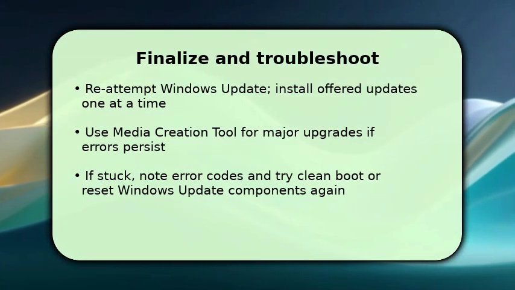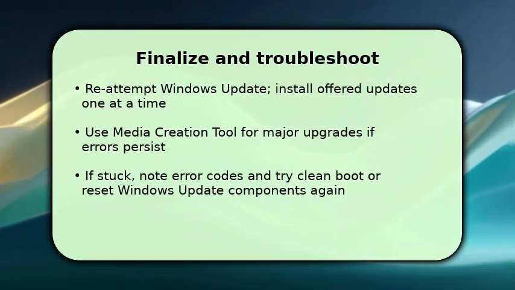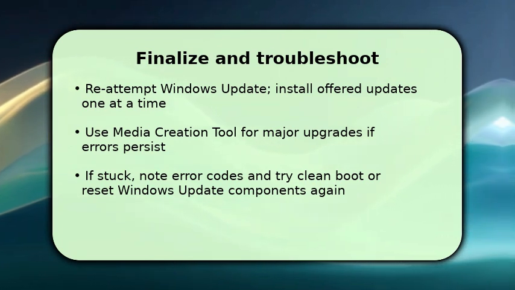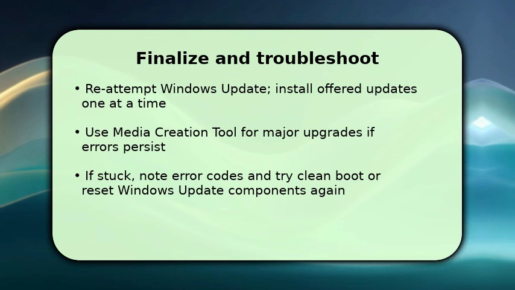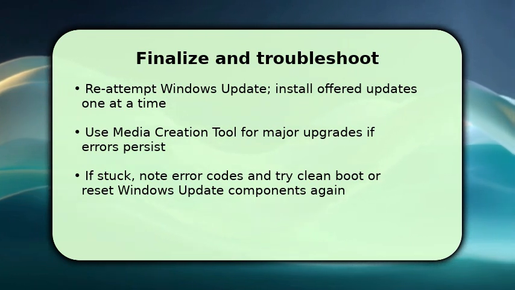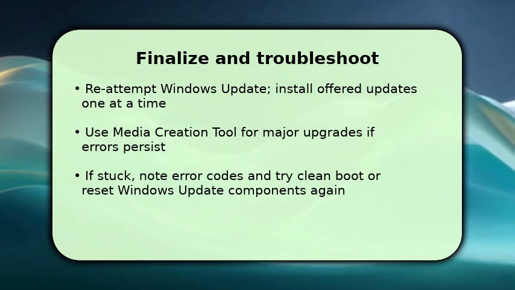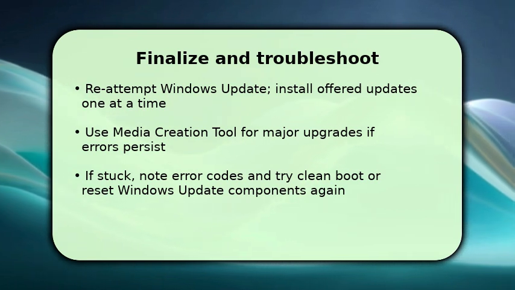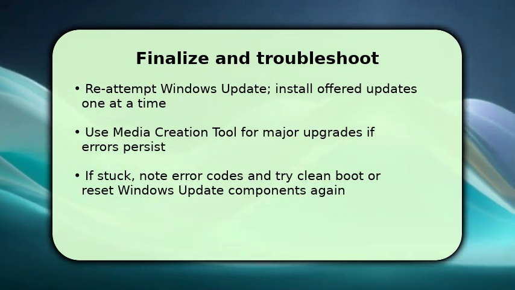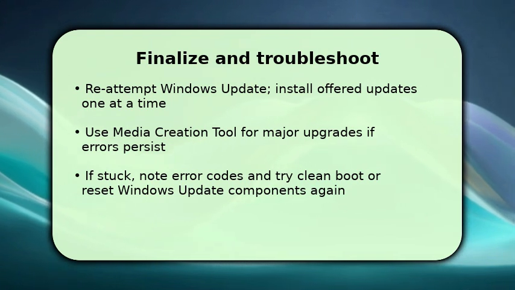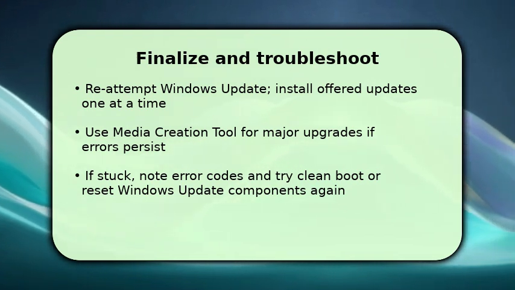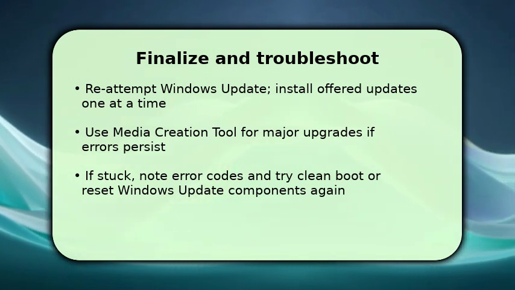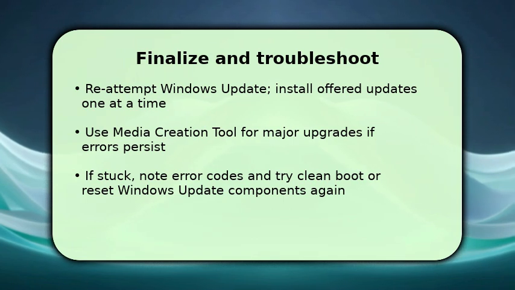Finish by attempting updates again and watching for any specific error codes. Go to Settings, Update and Security and check for updates. Install them one at a time to isolate failures. If recurring errors appear, use the Media Creation tool to perform an in-place upgrade which preserves files while repairing Windows. If the problem persists, perform a clean boot to eliminate startup conflicts and rerun the service and cache reset steps. Capturing the exact error code will guide targeted fixes or support help.